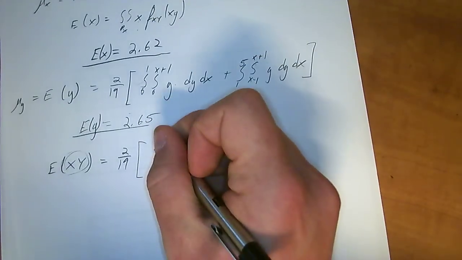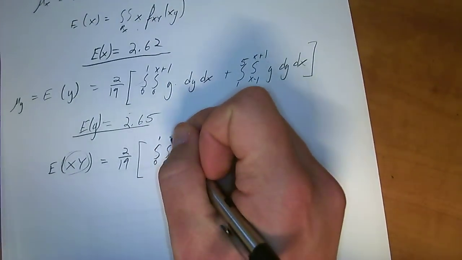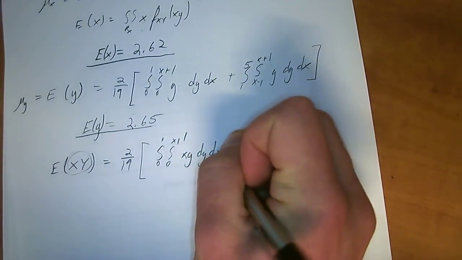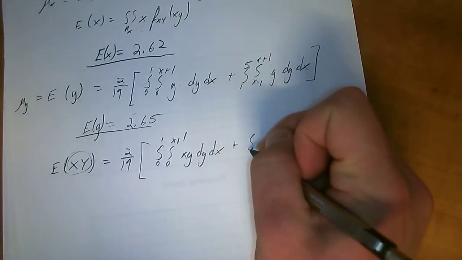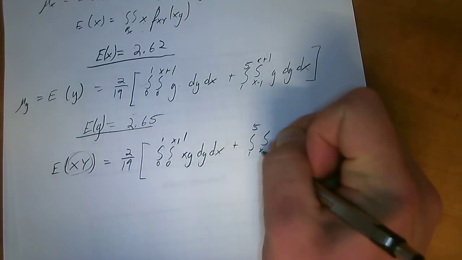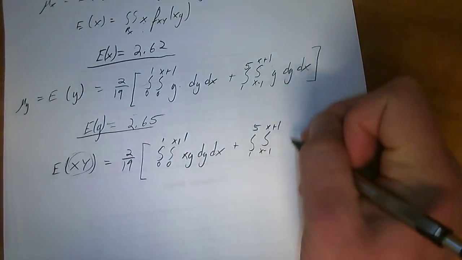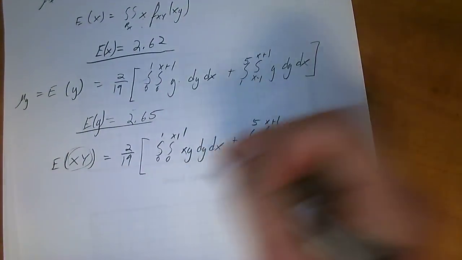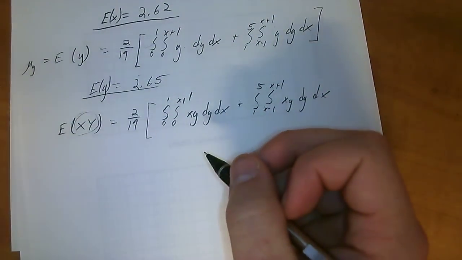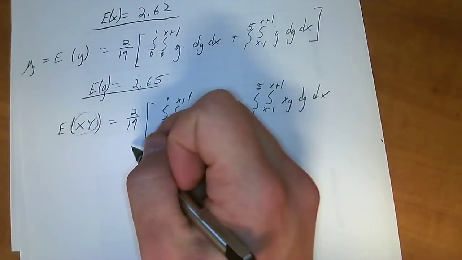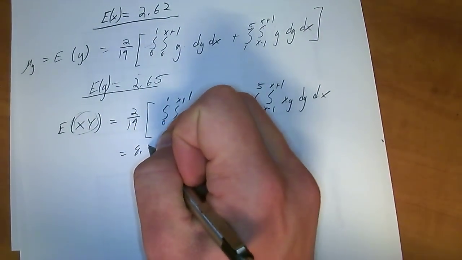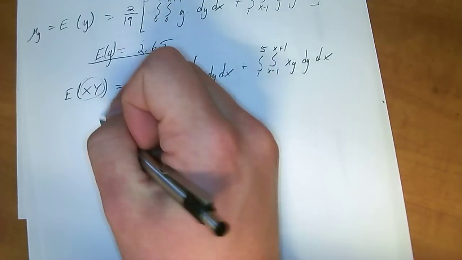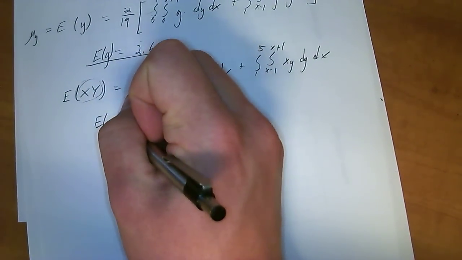So we've got the integral from 0 to 1, integral from 0 to x plus 1 of xy dy dx, plus the integral from 1 to 5, integral from x minus 1 to x plus 1, xy dy dx. And then doing some more calculus, getting that all solved out, you should end up with this equaling 8.78, or something fairly close, equal to E of xy.